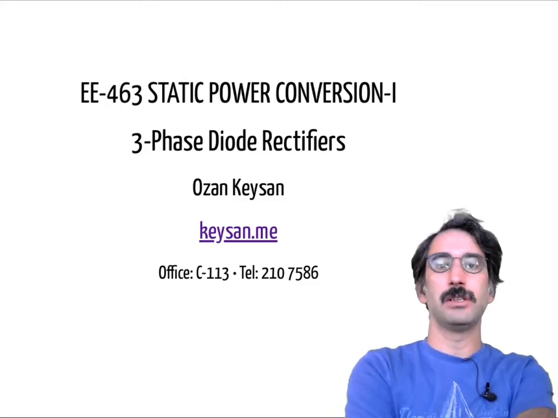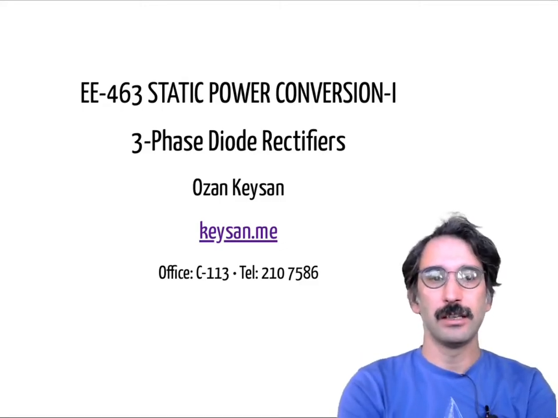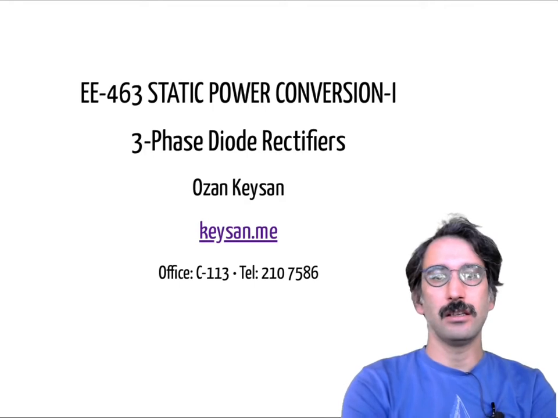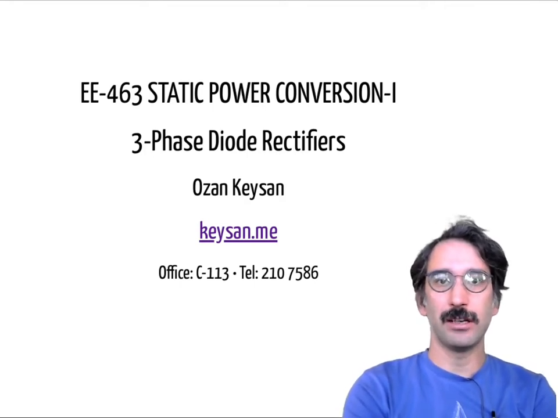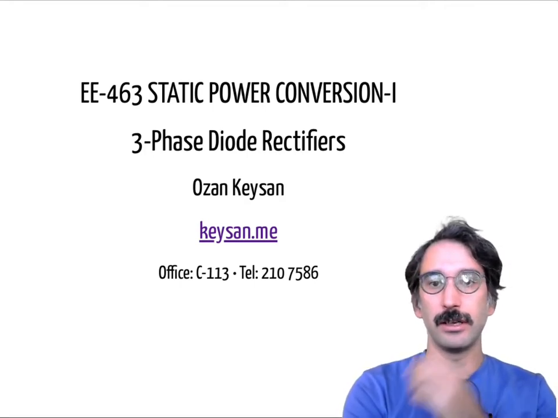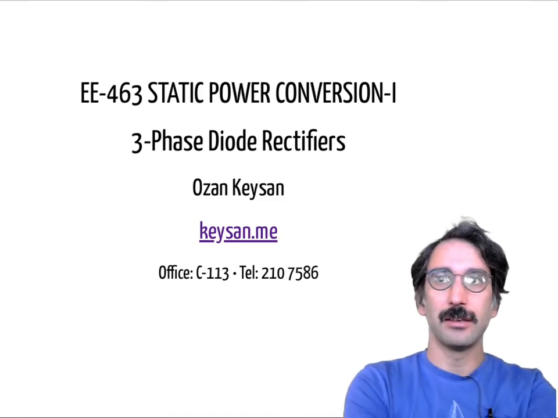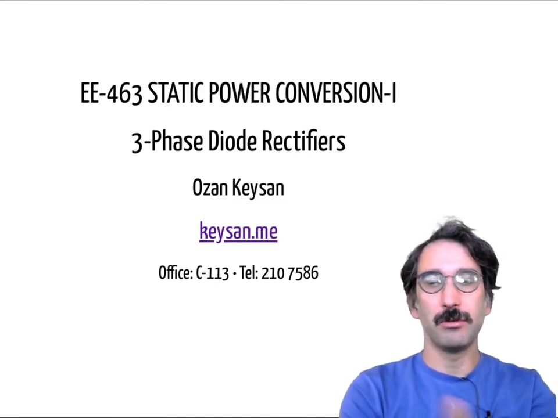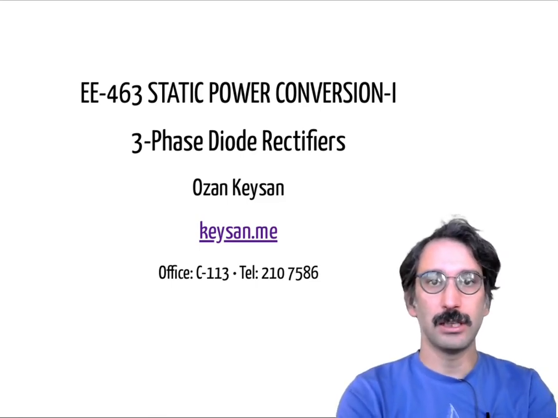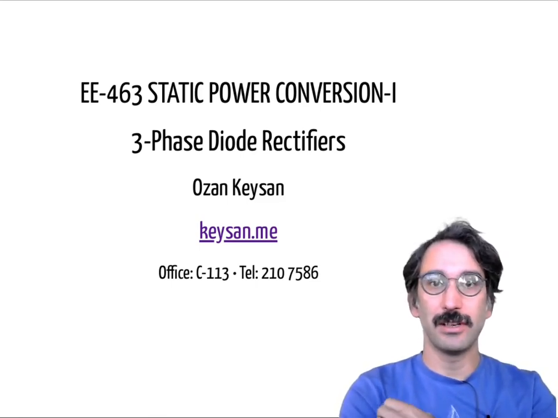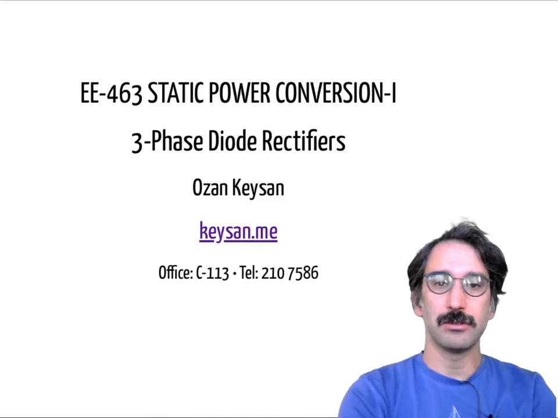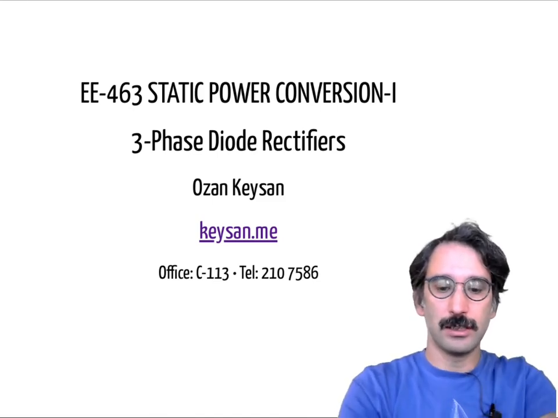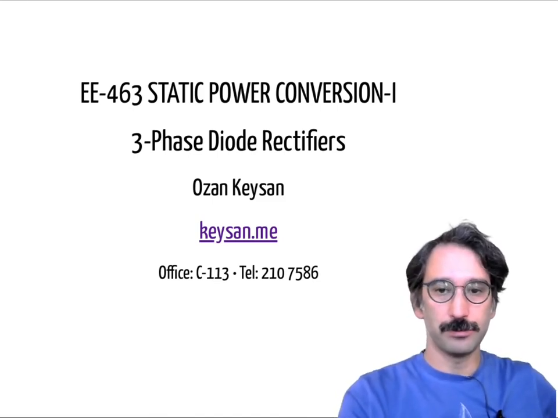So today we will talk about the three-phase diode rectifiers. They are quite common in industrial applications where you have a three-phase supply, but you need to either rectify it to a DC output, or maybe you want to convert that DC output to other frequencies such as in a variable frequency drive. So in those cases, three-phase diode rectifiers are commonly used.